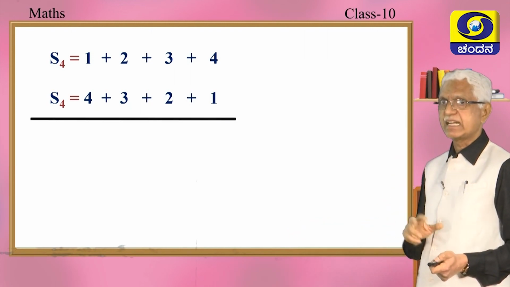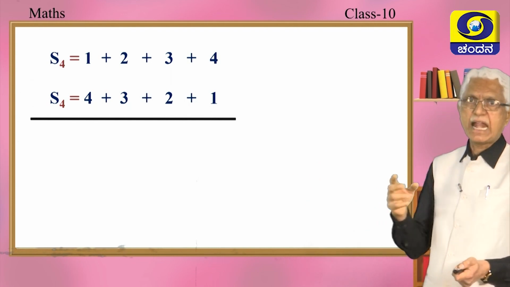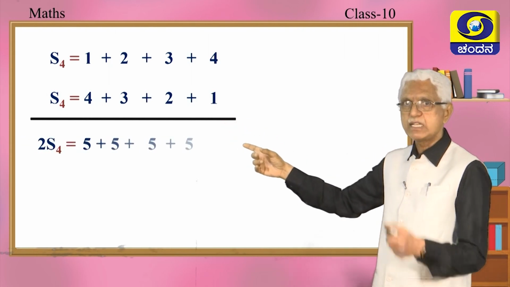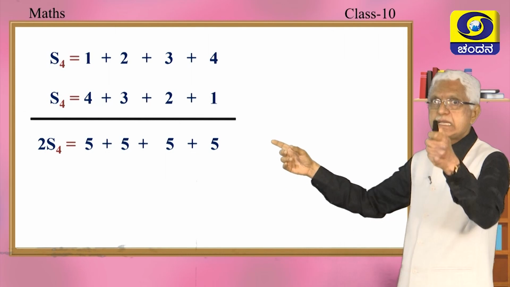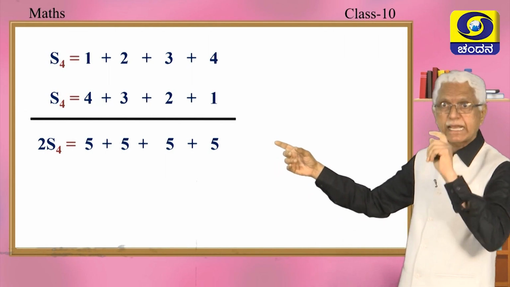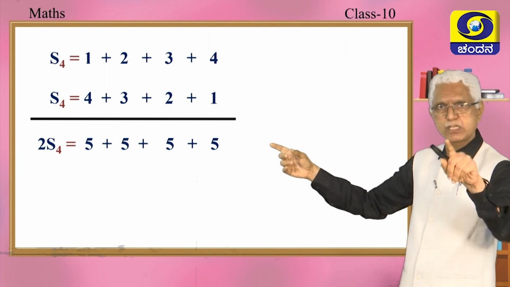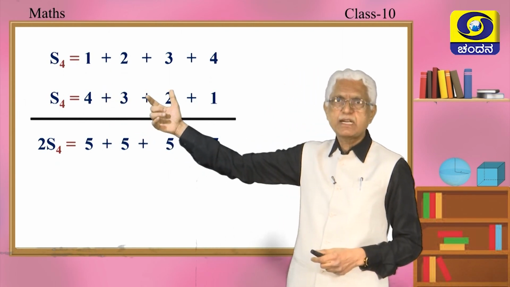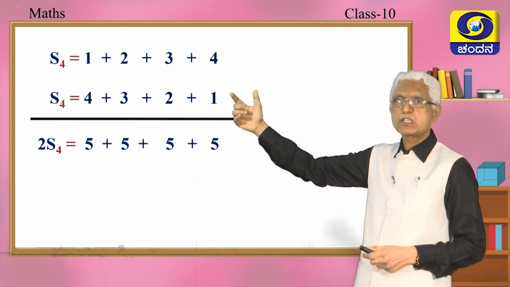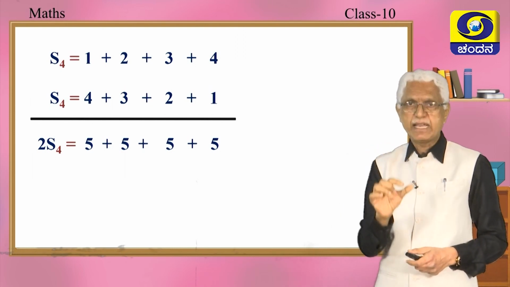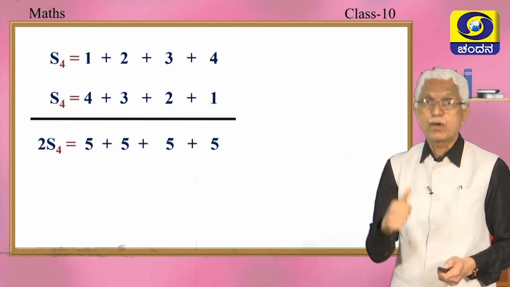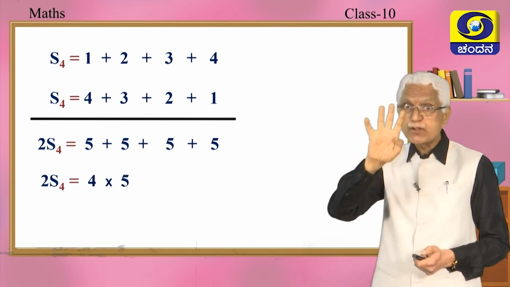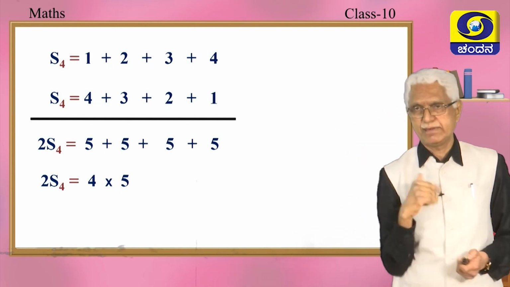Now observe what is happening. I will add the left hand sides and I will add the right hand sides. Let us see what happens here. Please watch, this is interesting. S4 plus S4 is 2 times S4, am I right? 2 times S4 is equal to, what is 1 plus 4? 5. What is 2 plus 3? 5. What is 3 plus 2? 5. What is 4 plus 1? 5. So, 2S4 is 5 plus 5 plus 5 plus 5. 5 is repeated 4 times, so 4 times 5. Am I right?